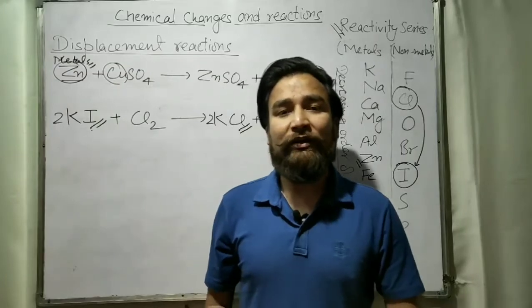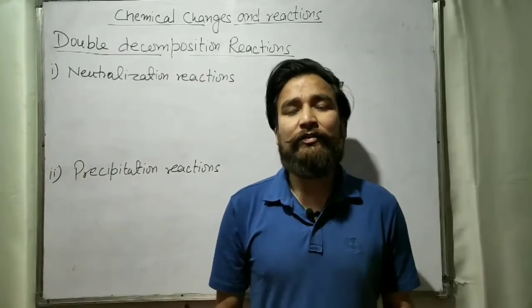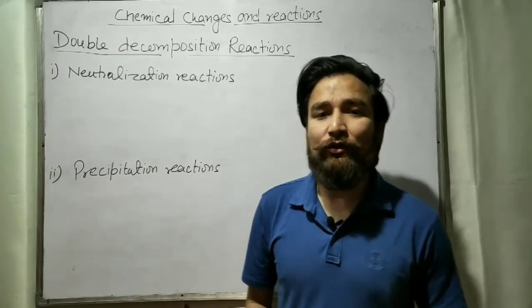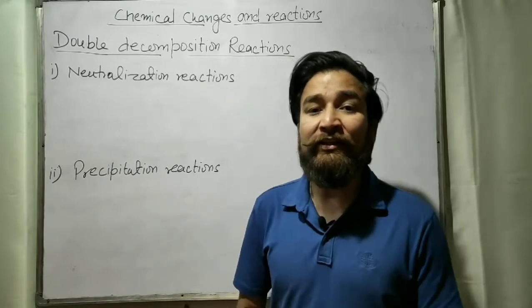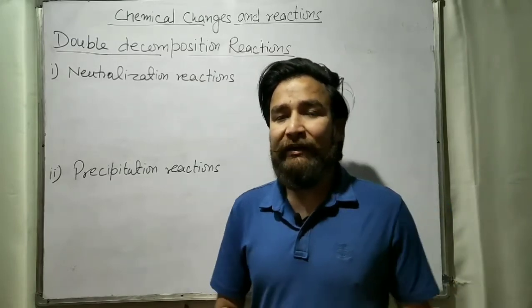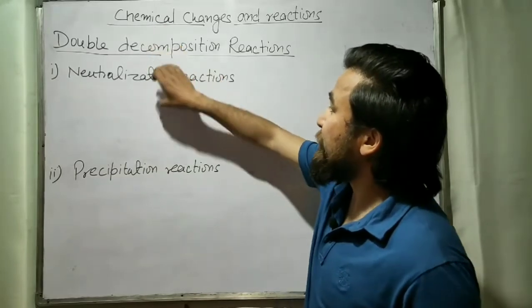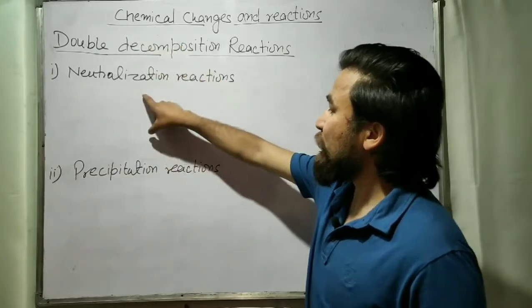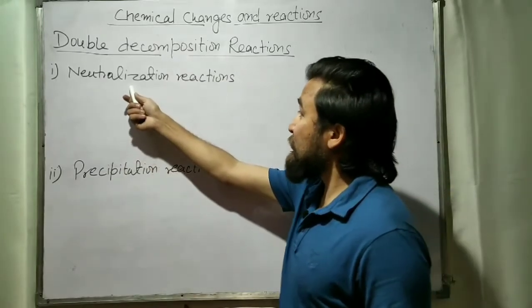Now the next topic is double decomposition reactions. As you know, double decomposition reactions are those in which two compounds react and exchange their radicals, meaning a group of atoms or atoms. There are two types of double decomposition reaction. One is neutralization and the other is precipitation. So first let's see what a neutralization reaction is.